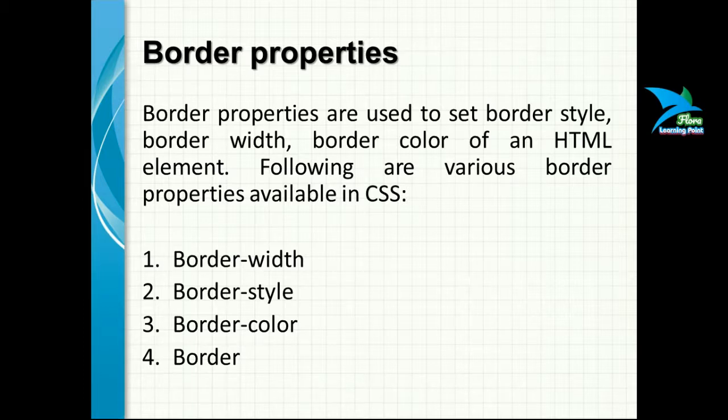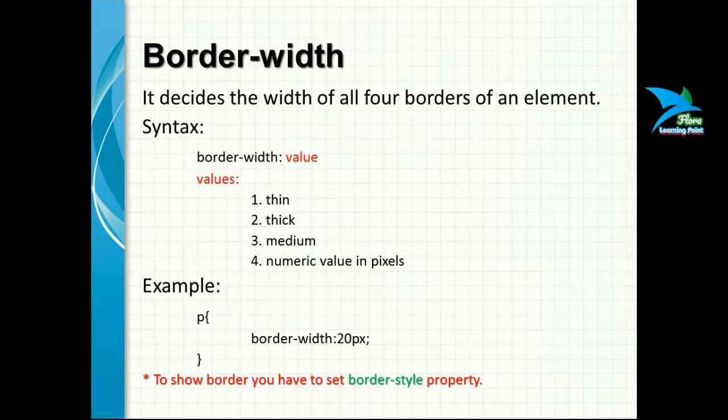Border properties are used to set the border style, border width, and border color of an HTML element. Following are the various border properties available in CSS: border width, border style, border color, and the border property only. We can use the border property as a shorthand property to assign all the values, like width, style, and color, in a single line.